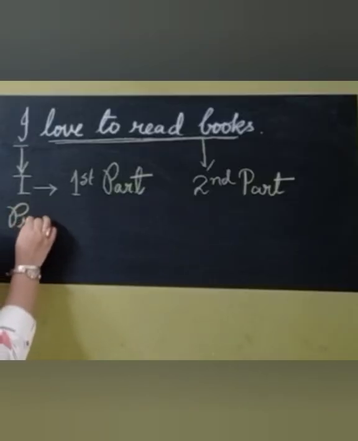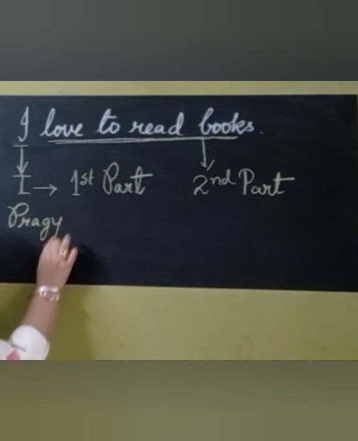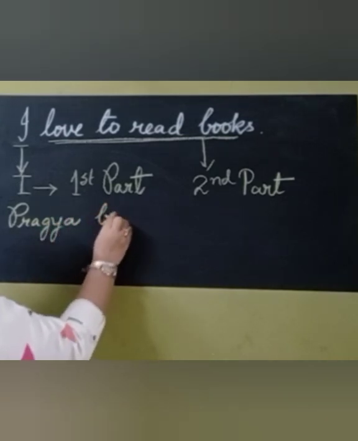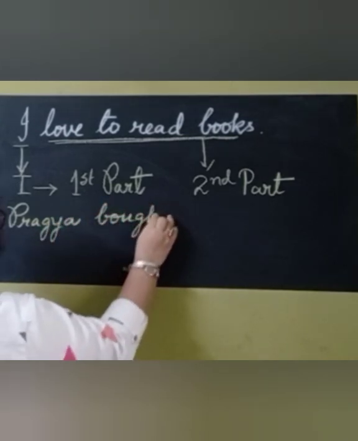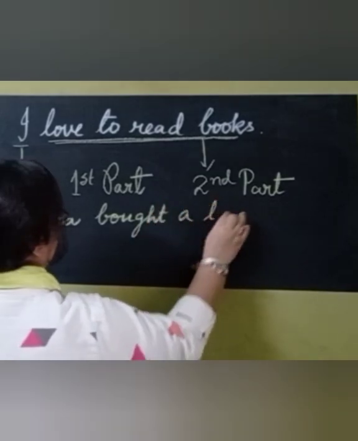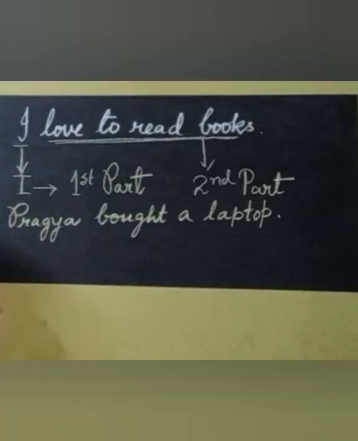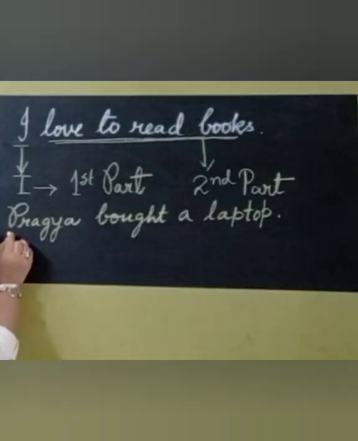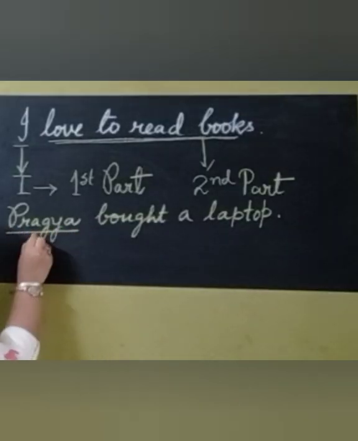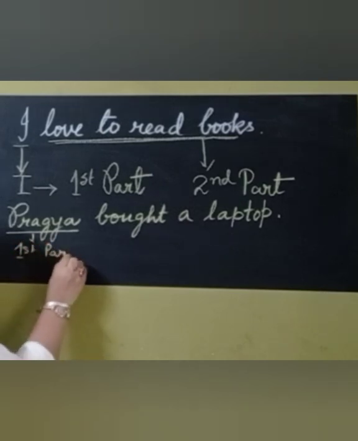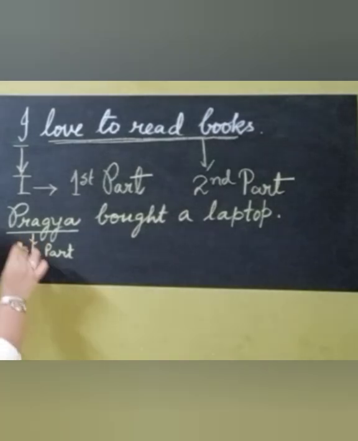The second example is Pragya bought a laptop. Now what is this sentence about? The first part tells us about the sentence. The sentence is about Pragya. So Pragya is the subject here.